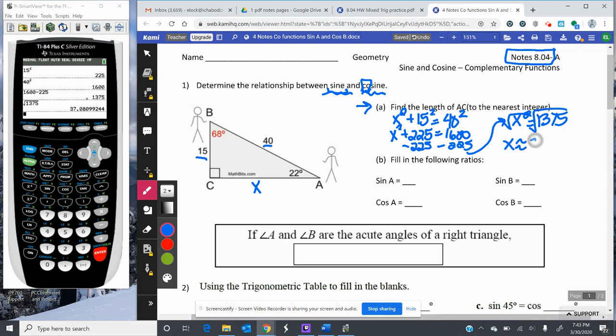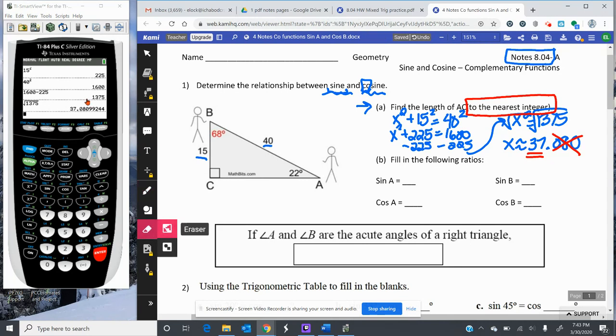x approximates to 37.080. And rereading back through the question, and please make sure you're doing this, as I found a lot of homeworks are being rounded incorrectly. It did say to the nearest integer, so we're going to eliminate our decimals, and we're going to have side AC represented by 37.